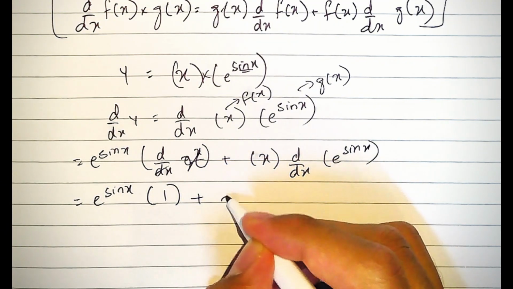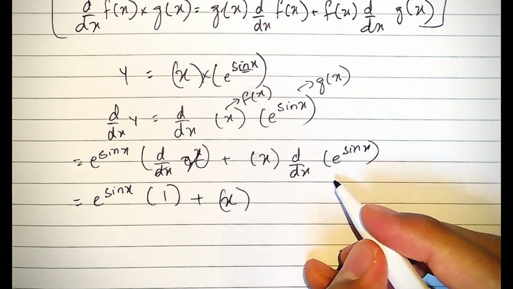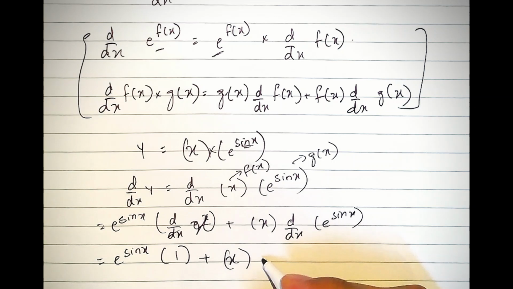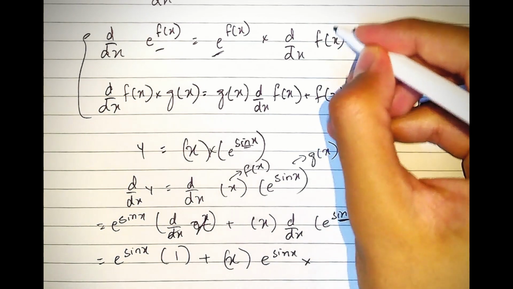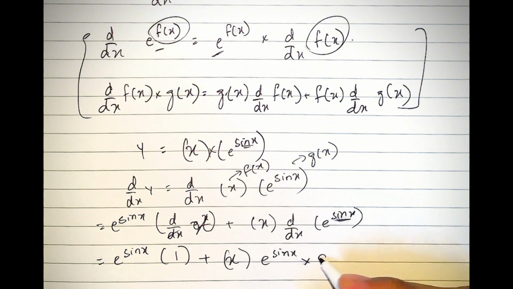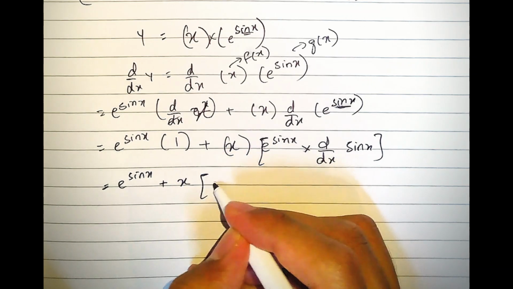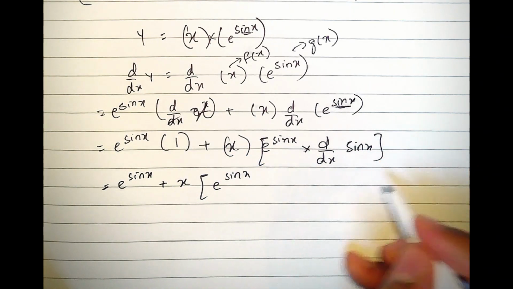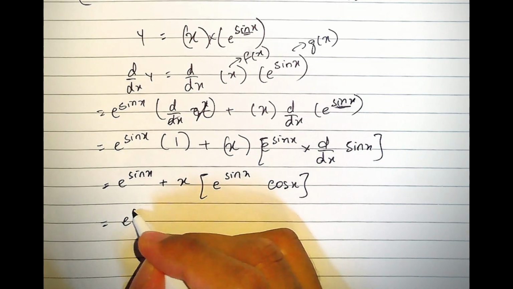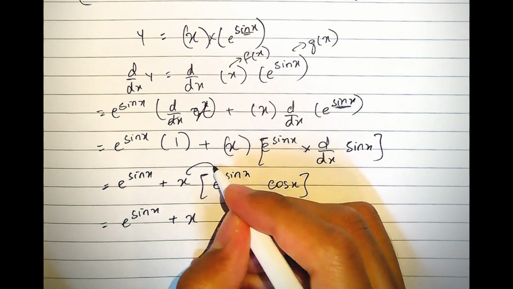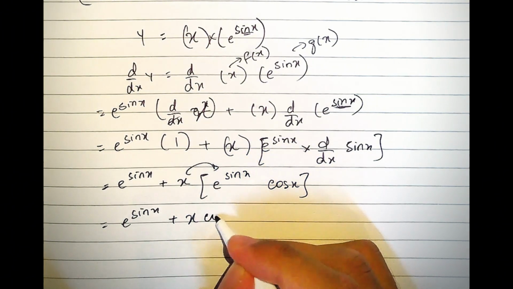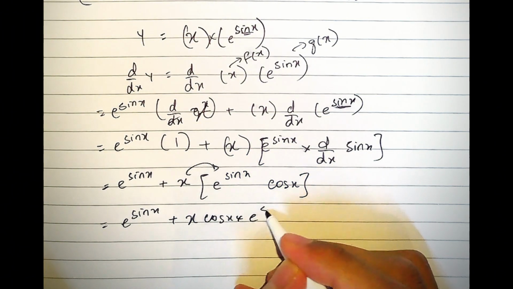Now the derivative of e^(sin x) will actually be, first of all, we write this term as it is, e^(sin x), then we multiply this term by the derivative of this function right over here, so we can write d/dx of sin x. Then we have e^(sin x) plus x e^(sin x). The derivative of sin x is actually cos x, so we have e^(sin x) plus x, we can multiply this x right over here, so we have x cos x multiplied by e^(sin x).